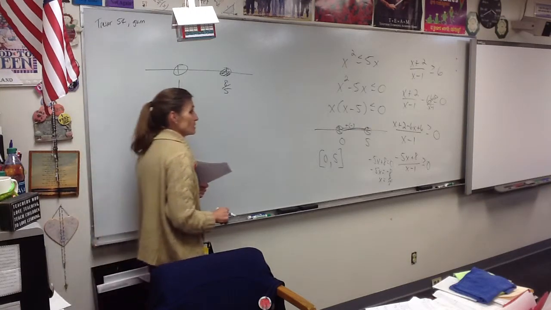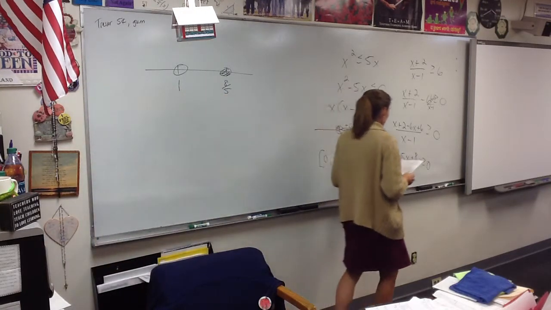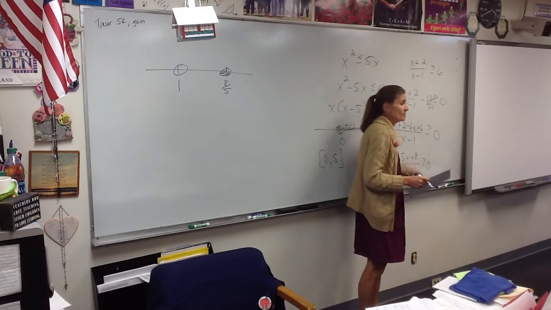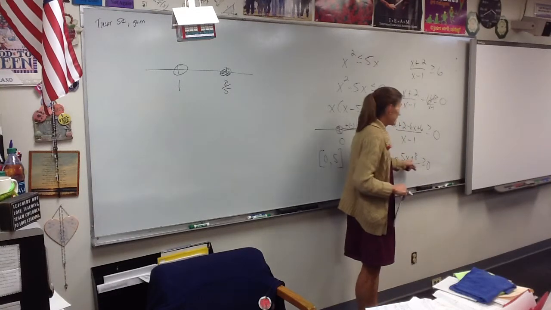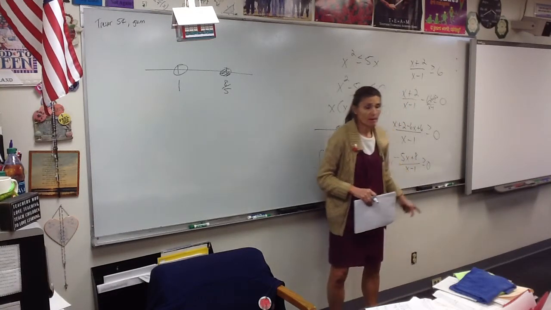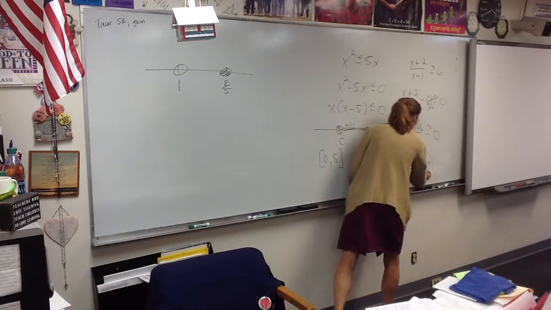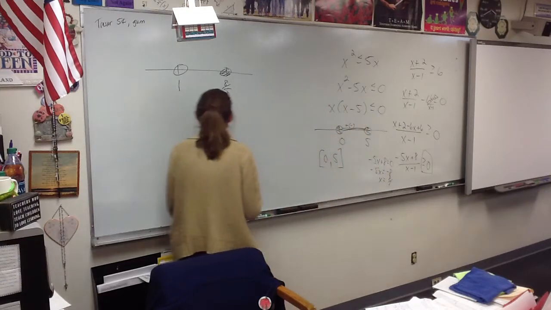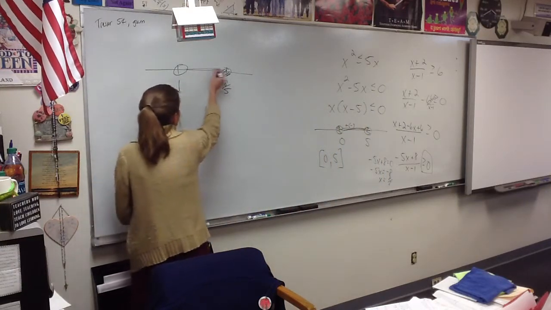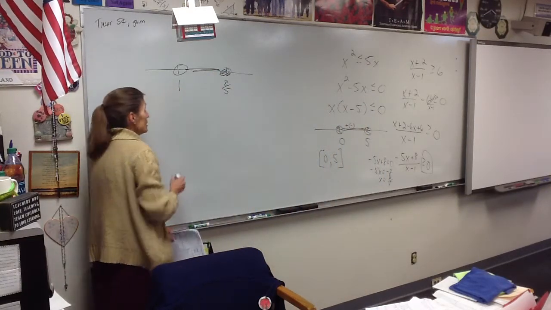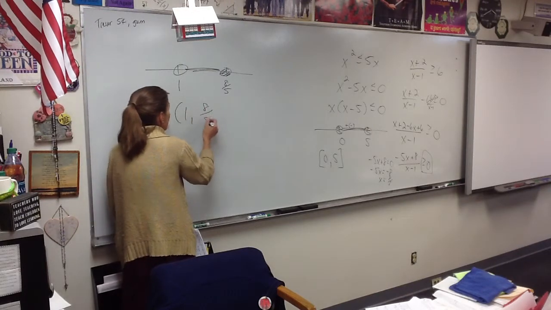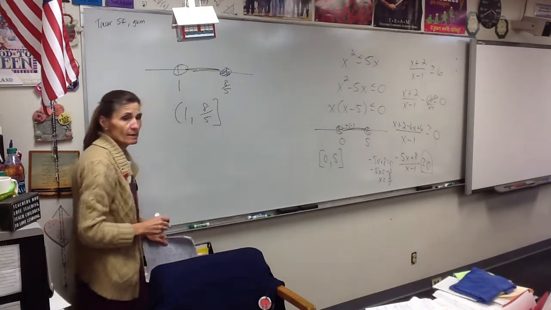So I'm just going to use 0. I'm going to put 0 into my fraction. It makes the top positive and the bottom negative. Is that what I wanted? No. So I don't shade 0, so I must shade here. So the answer is everything between 1 and 8/5.